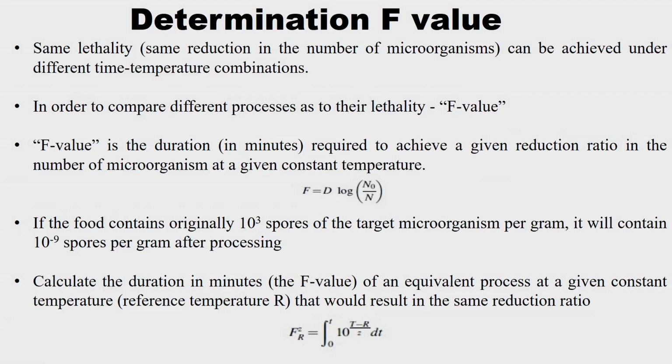So, now I understand what D value and Z value are better after doing some of the examples. So, now what is the F value? The same lethality, in the sense the same reduction in number of microorganisms, which we achieve by temperature, that is nothing but a physical action, can be achieved under different time temperature combinations, right. So, that is what we have learnt.